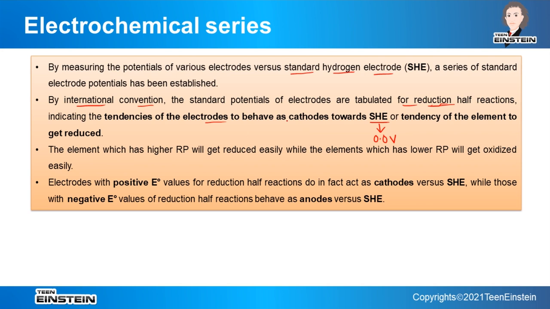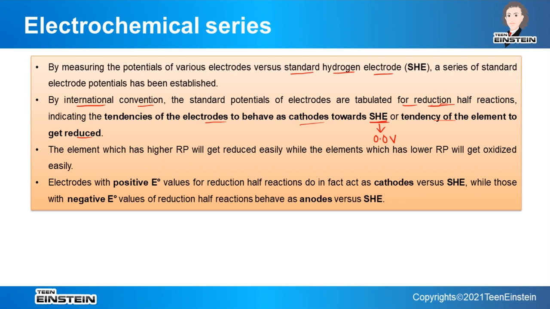And if the tendency of the element, with respect to SHE, to behave as cathode, that is, to get reduced, is very low, then the value will be negative. In that case SHE will be the cathode and the other system will be the anode, because it has a tendency to feed electrons to the other system but not itself get reduced. In this way we have the electrochemical series.